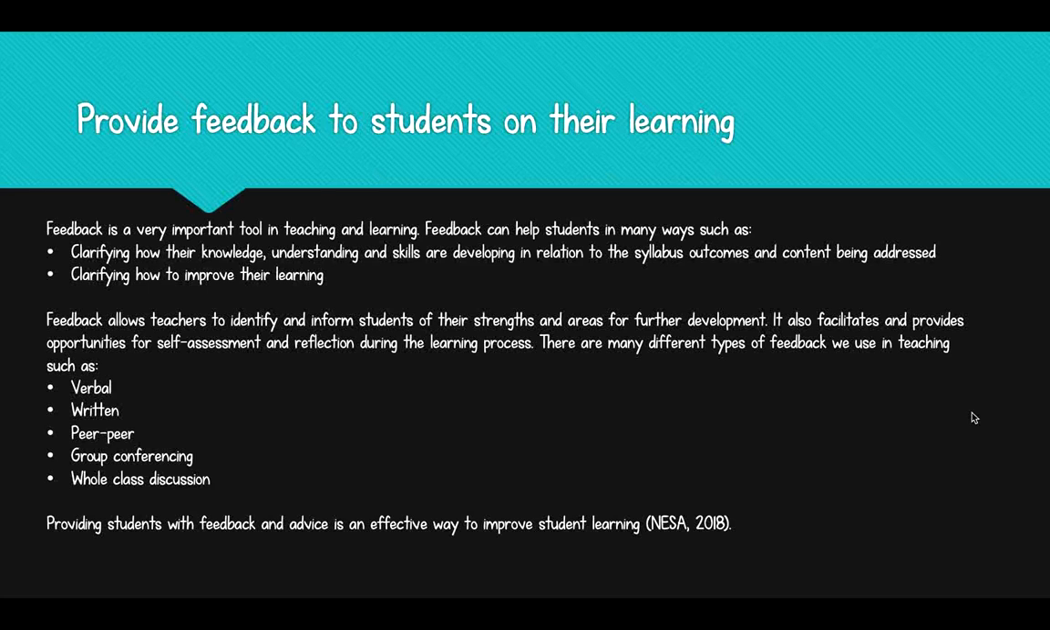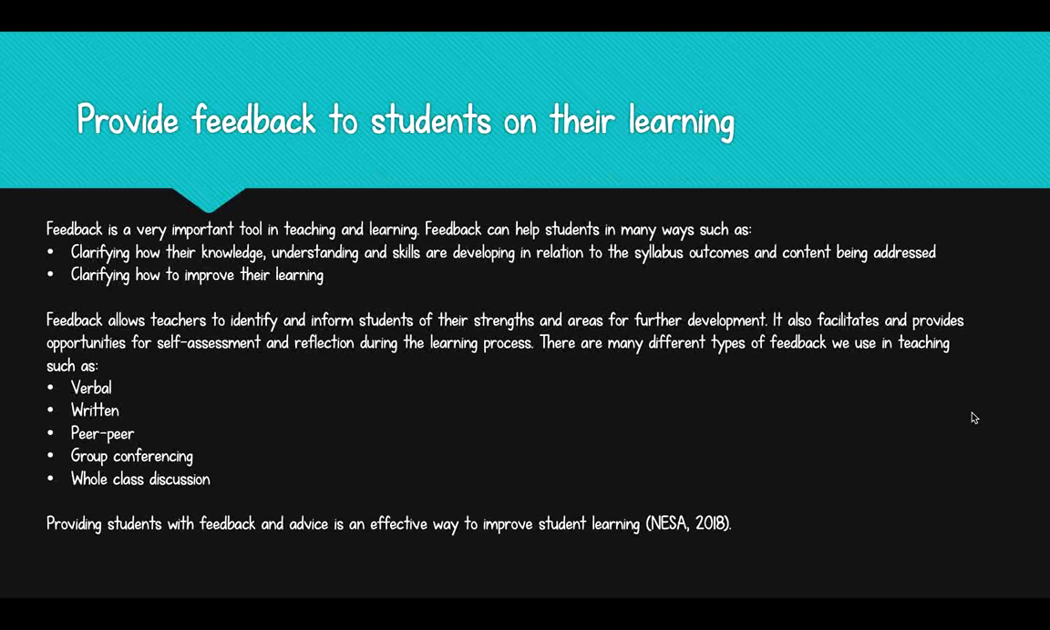So whether there are still areas that they need to be aware of, like punctuation, grammar, all those types of things, spelling, sentence structure. So it allows teachers to identify and inform students of strengths as well. So it's always really good to tell them of their strengths as well as areas for further development. It also gives them a chance for a bit of self-assessment and reflection.